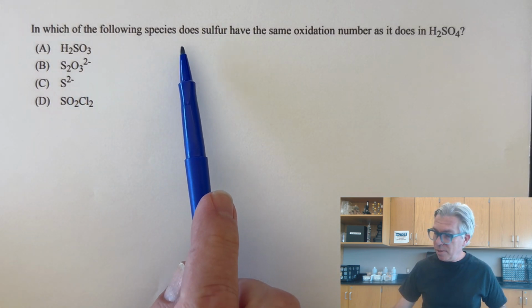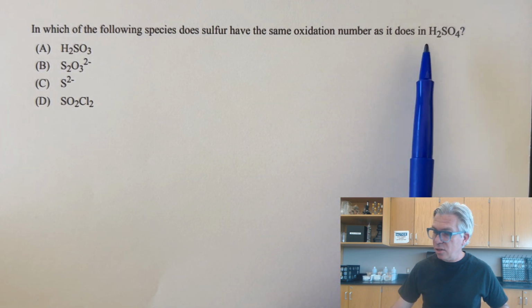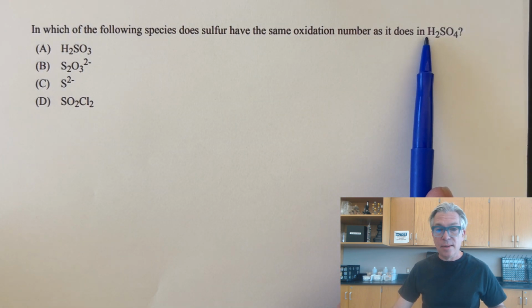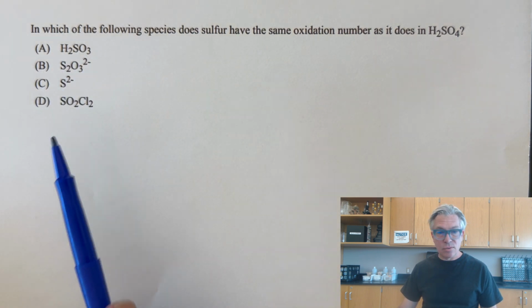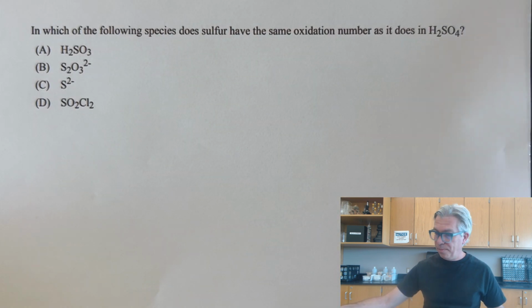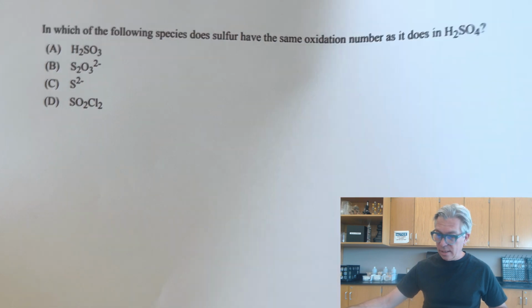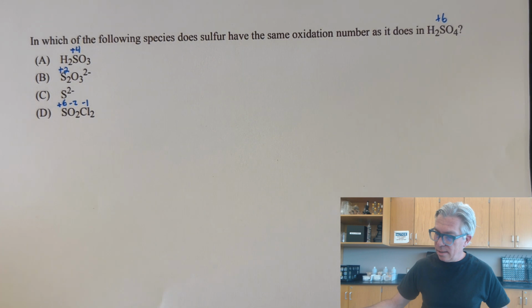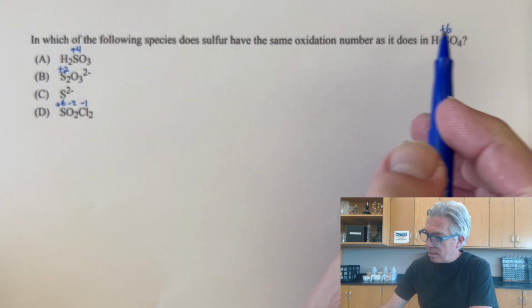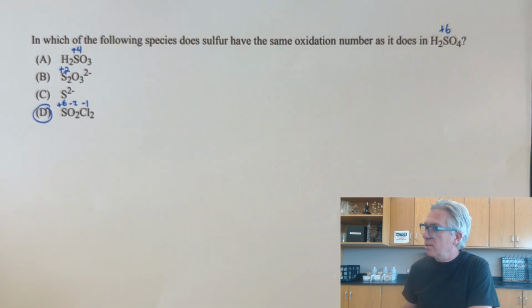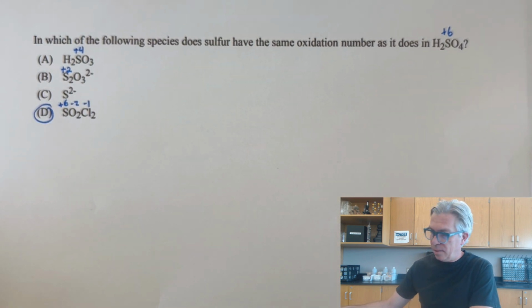In which of the following species does sulfur have the same oxidation number as it does in H2SO4? So we have to assign it here and then assign them down here based on the rules and see which ones match. Pause the video if you'd like. And I got letter D on that one because it starts out at +6 over here, and in letter D it is also a +6. So hopefully you got that.